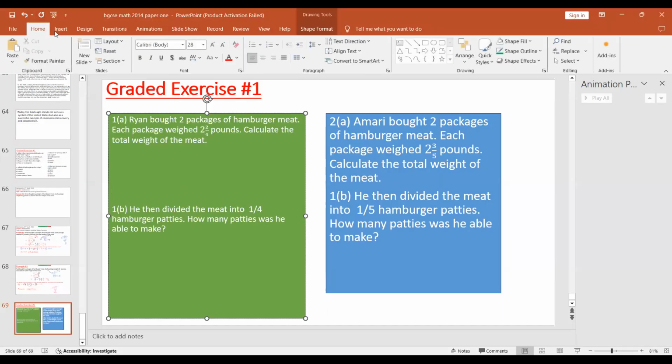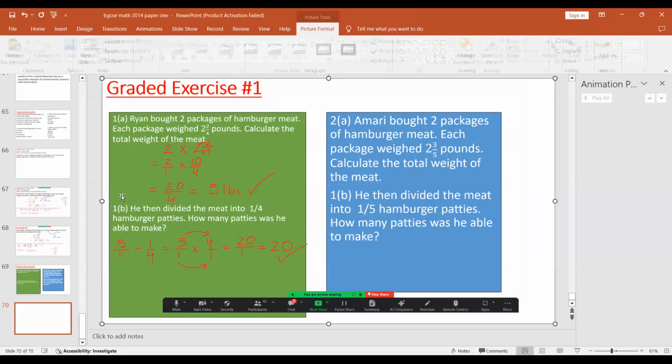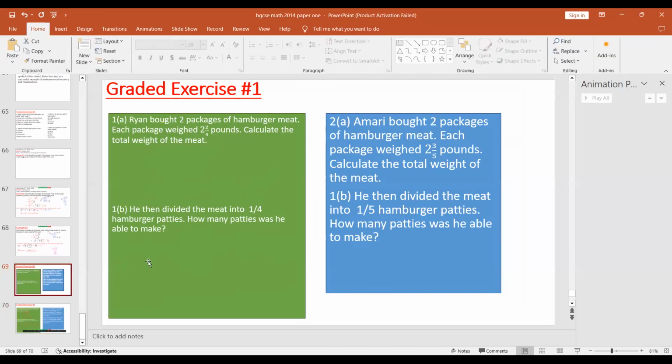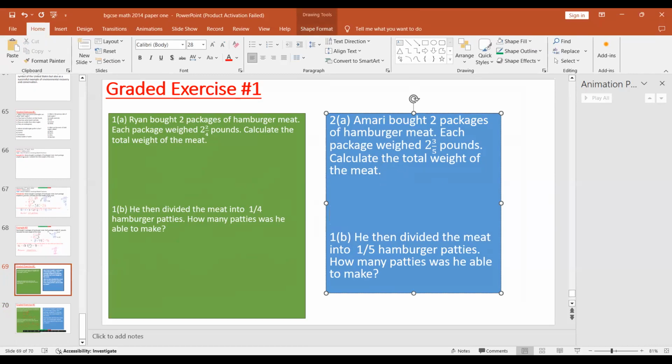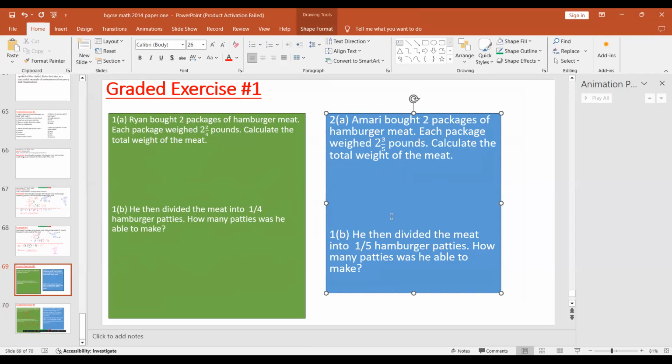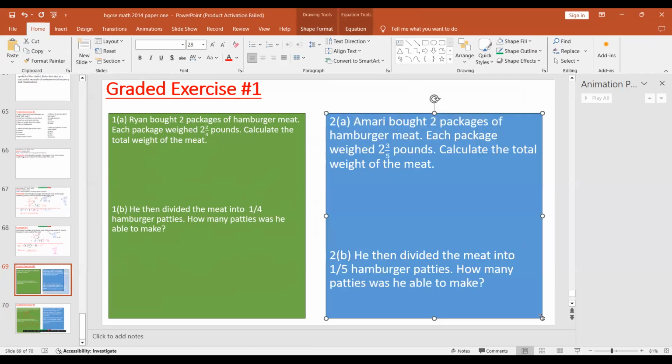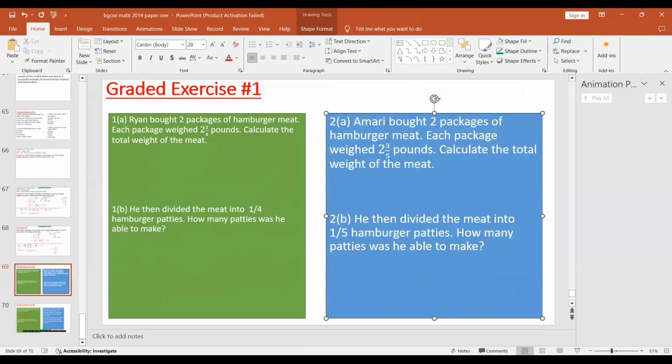Okay, so the next question is going to be number 2. I put 1. It's supposed to be number 2. All right, so I need to make space for this.